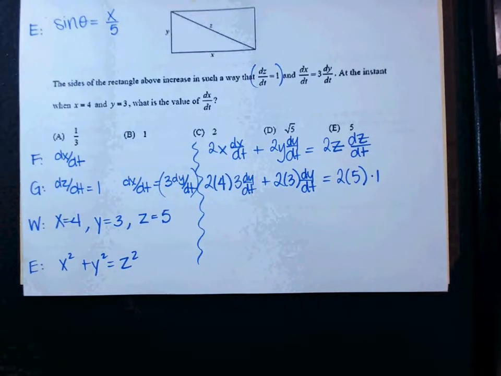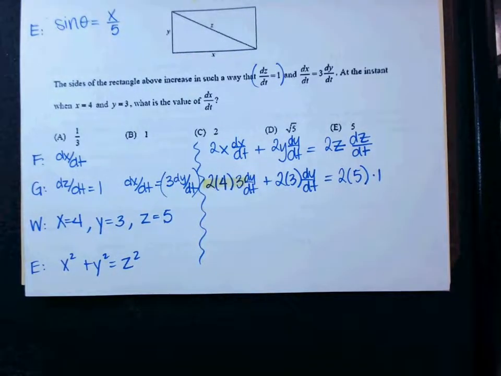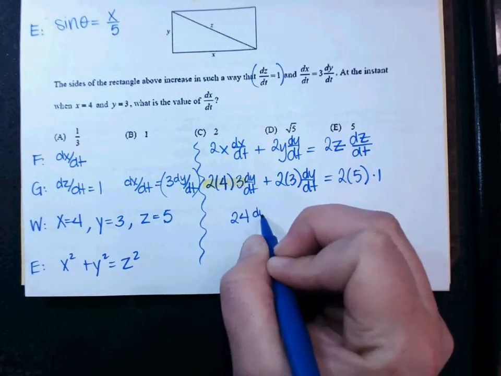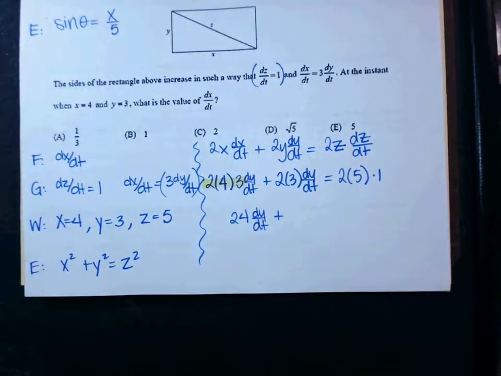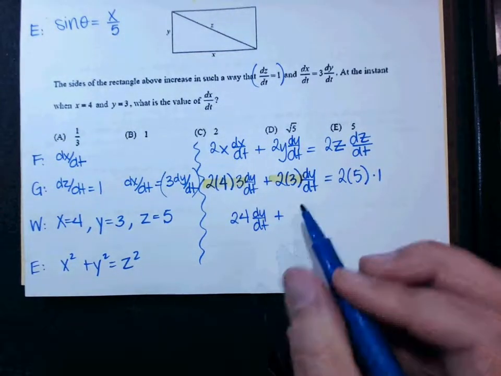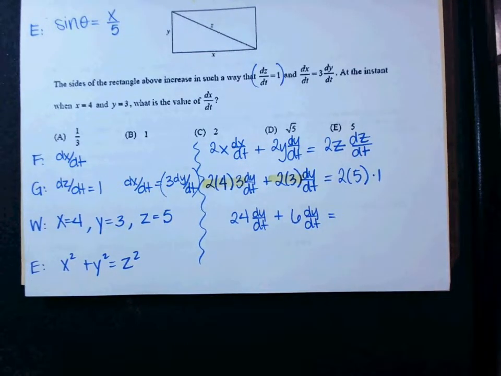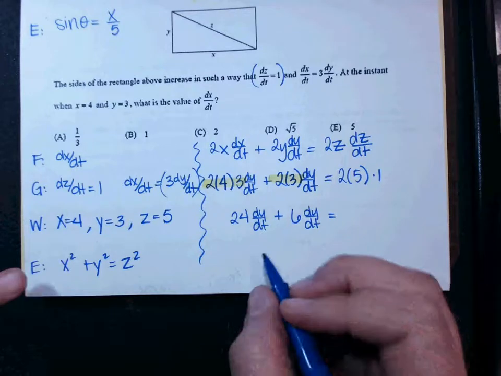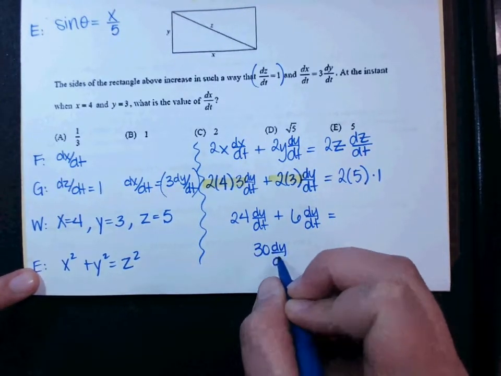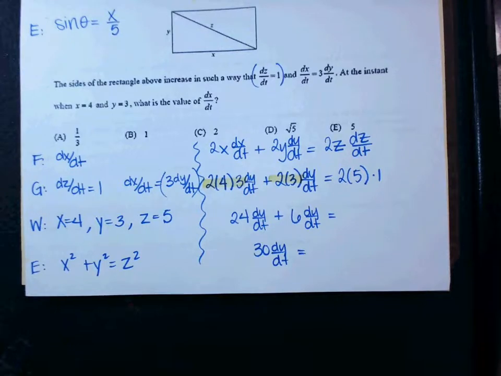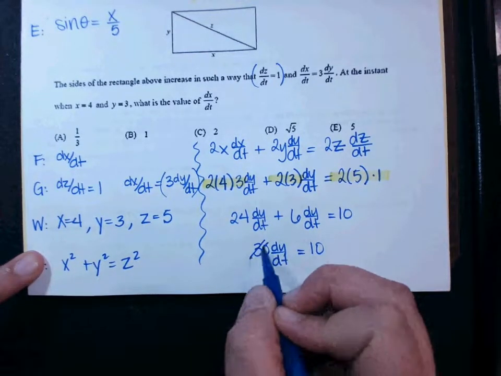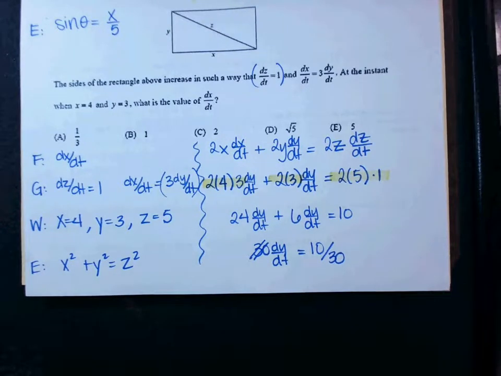Okay, let's combine some stuff together. Look at your first term. I have 2 times 4 times 3, 24 dy dt. Plus, next one, I have 2 times 3, 6 dy dt. Do you notice that they're both dy dt's? That makes them like terms with each other. So all together, if I have 24 dy dt's and then 6 more, I have 30 dy dt. What do I have on the other side equal to that? 2 times 5 is 10, times 1 is 10 again. What's dy dt then? 1/3. Good job. I get 10 out of 30, which reduces to 1/3.